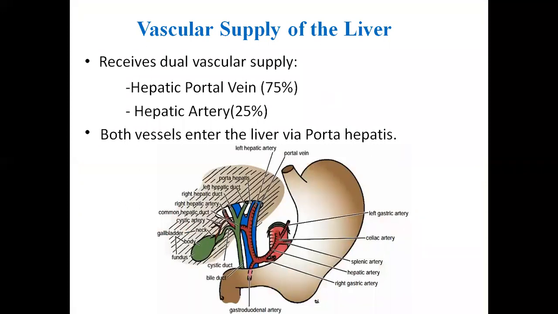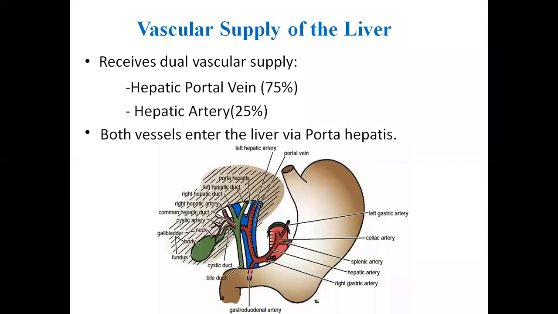So the liver has a vascular supply. It receives a dual vascular supply. 75% of blood it receives from the hepatic portal vein, and 25% it receives from the hepatic artery. Both these vessels enter the liver via the porta hepatis.